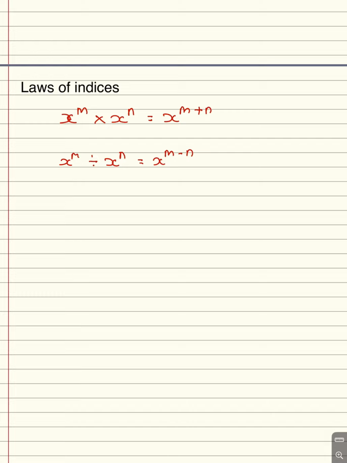Another thing that we'll be looking at more specifically in the extended maths course and in the higher GCSE content is with fractions. So this is the same as x to the power of m all divided by x to the power of n, is equal to x to the power of m take away n. And again, we'll be using this a lot when we move on to the extended maths questions.